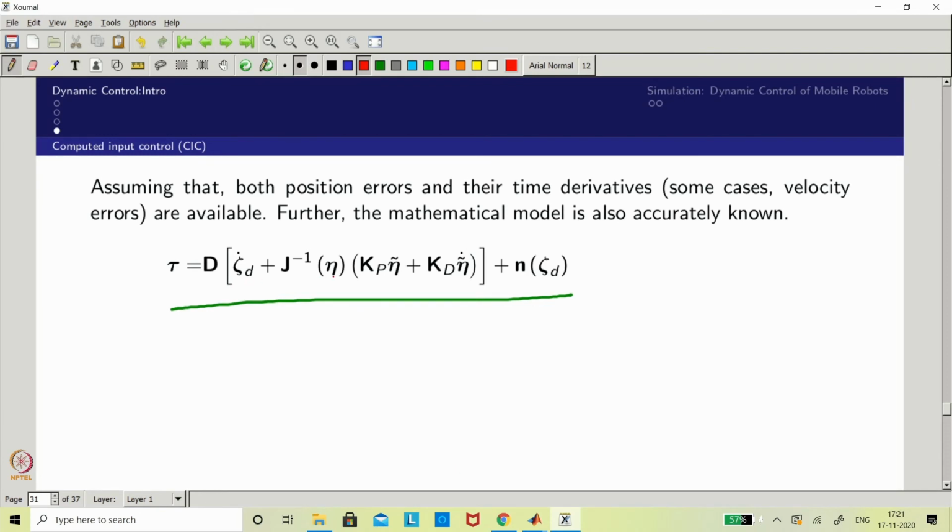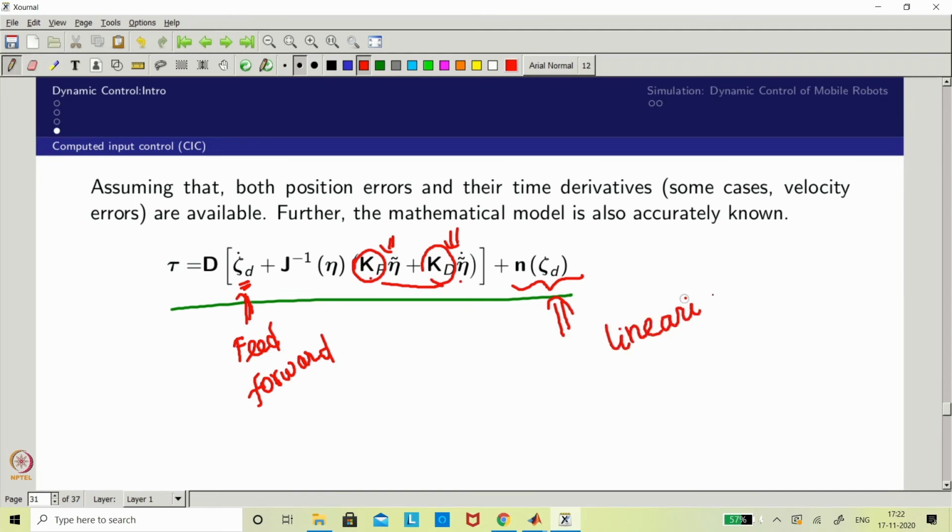This is zeta dot, and this is your positional information and velocity information based on error. This is a position error and this is a velocity error, and there would be two gains. I am assuming that this is a PD control, with proportional and derivative control, and this term comes from the desired acceleration, which is nothing but a feed forward. So you have got the feed forward term, and here you are compensating, in the sense linearizing your model. So this is linearization.